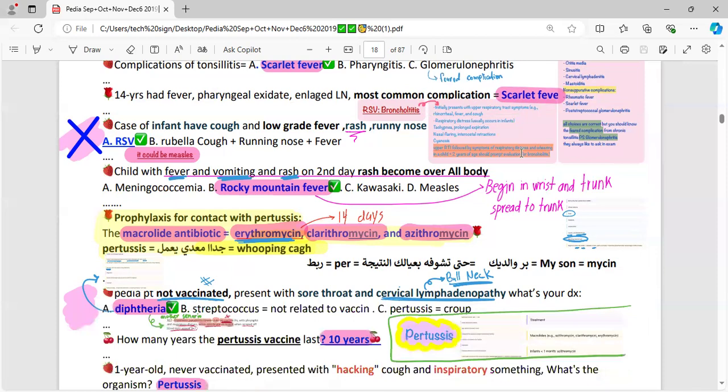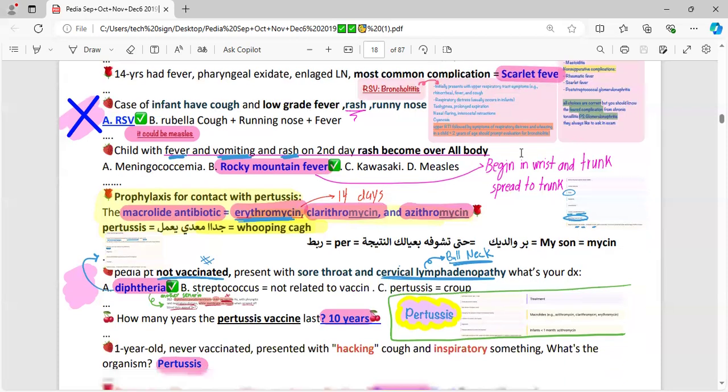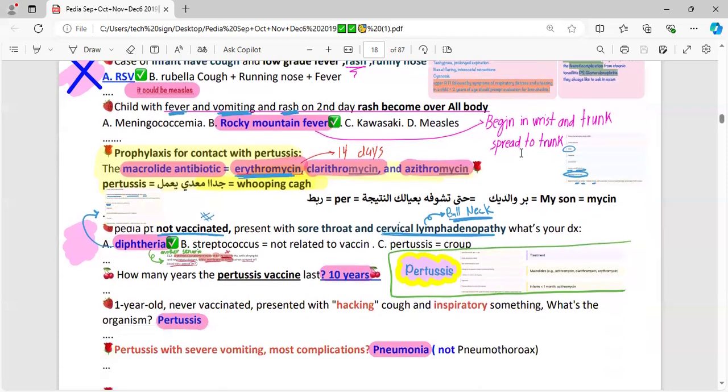A case of the infant having the cough and the low-grade fever, rash and the runny nose. What is your diagnosis? Yes, cough bhi hai, low-grade fever bhi and the rash. This is again a case of measles. Measles. हाँ जी, measles का पैथोजन क्या होता है?